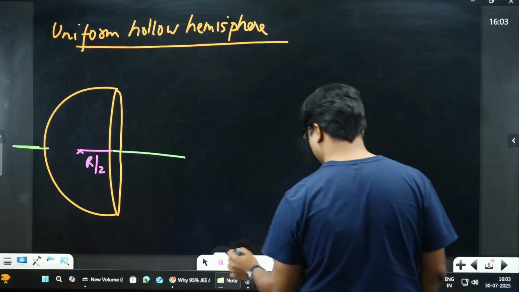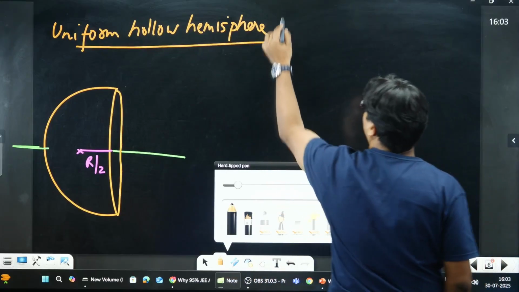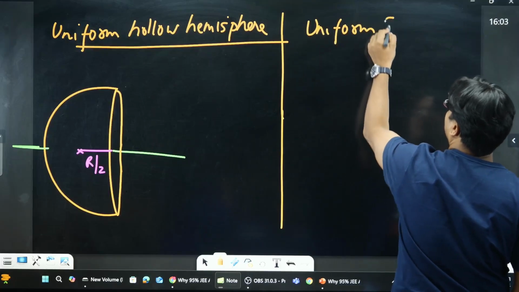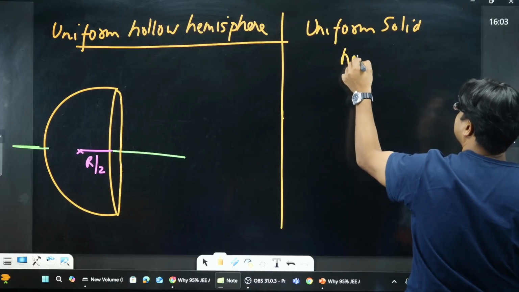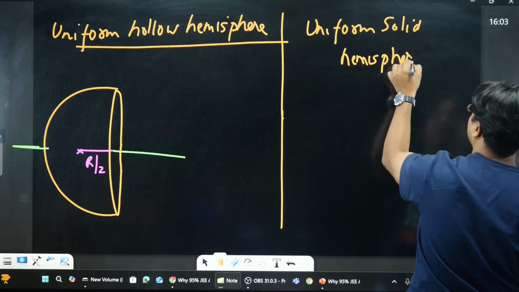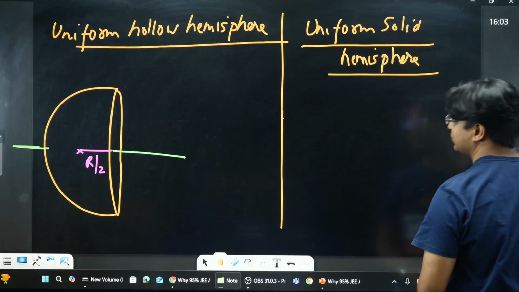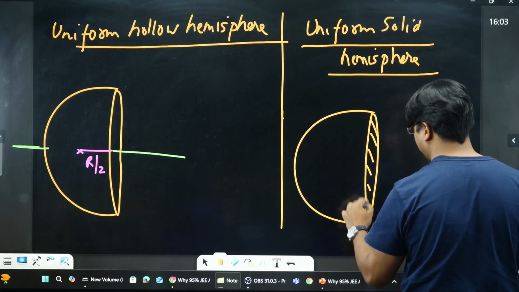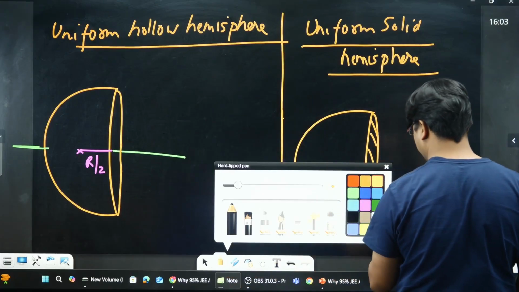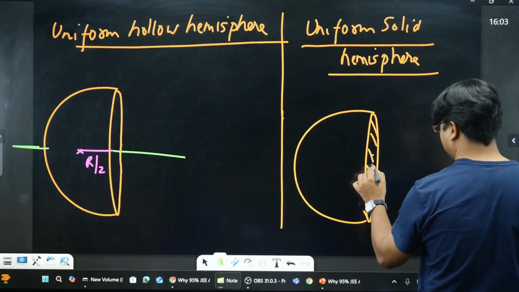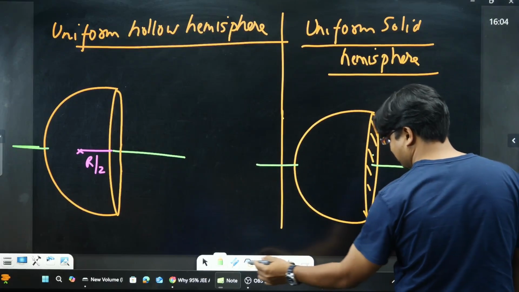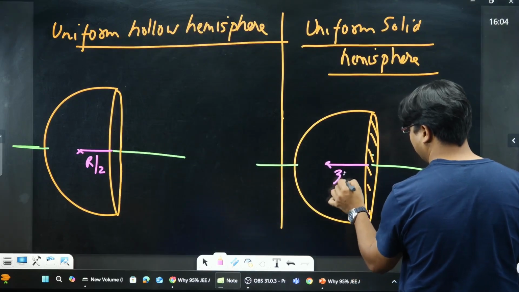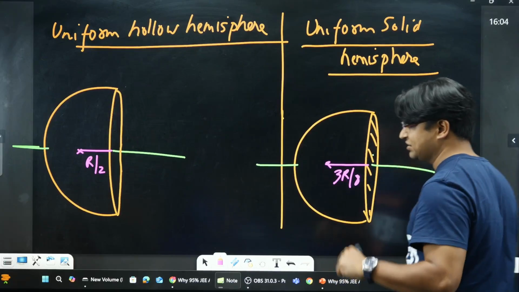Okay, we can also talk about a uniform solid hemisphere. Again, guys, this is all something that you already know. I'll come to the point of what you don't know. Just to make my lecture complete, I'm writing all these things. So for a uniform solid hemisphere, where will the center of mass lie? Again, this would be the symmetry axis. So the center of mass lies at a distance of 3r by 8.